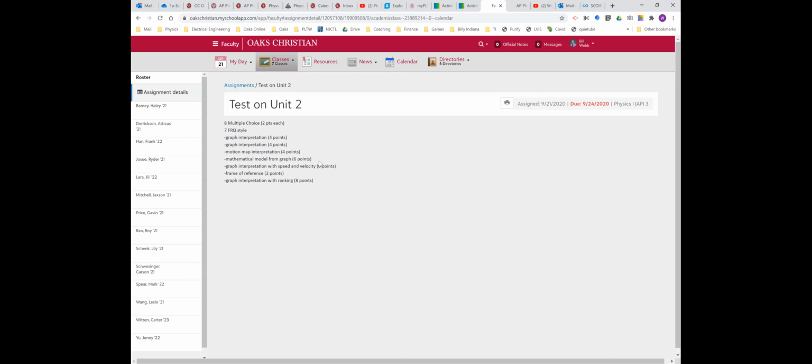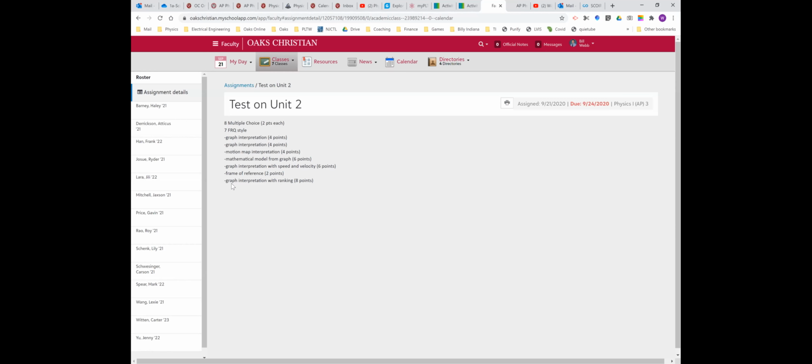Then you also are asked to do a little bit more work with that graph after you've made the model. That's why it's worth 6 points. And then the next one is another graph, and you're going to be interpreting the graph and thinking about the speed and velocity values that you can get from the graph. So there's a couple different parts to that: interpreting it and thinking about speed and velocity. And that is worth 6 points because it's got a couple different parts.